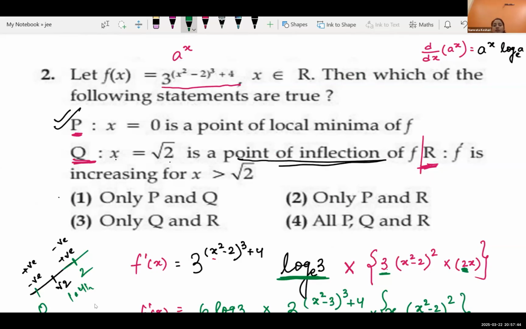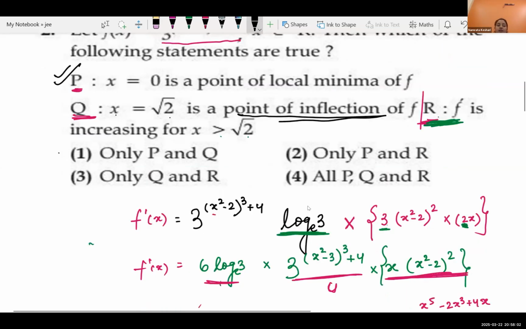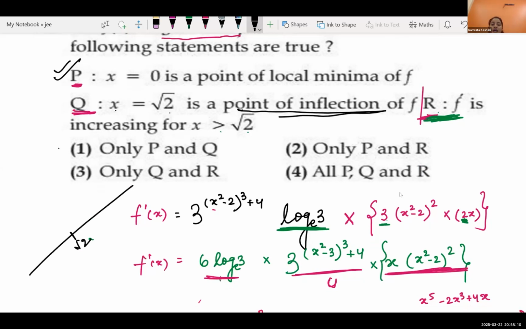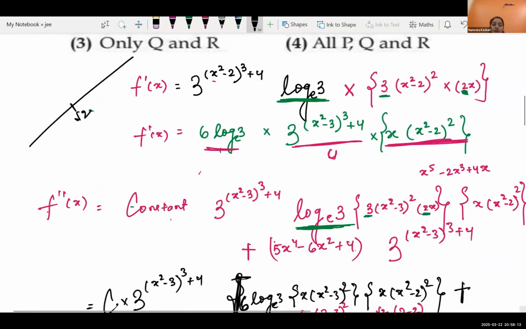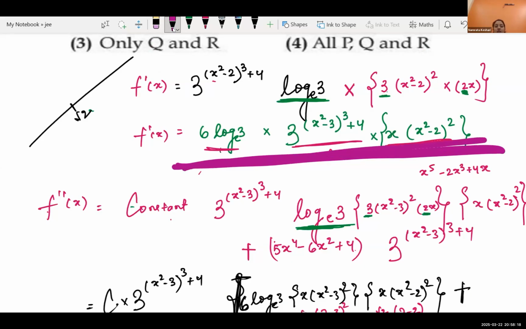Now the next one, another condition which is given, that f dash is increasing for x greater than root 2. How do we check increasing, decreasing? Suppose I'm locating root 2 over here, and we are checking on the right of root 2. F dash we already have over here, right? This is our f dash. We can check by taking a number towards the right of root 2.